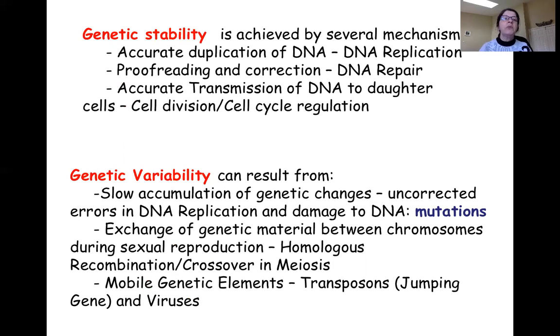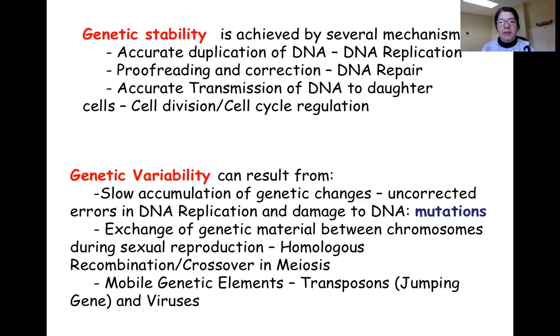So how do we achieve genetic stability? Genetic stability is achieved by several different mechanisms: accurate duplication of the DNA during DNA replication. There is some proofreading and correction during DNA repair. And finally, accurate transmission of the DNA to daughter cells during cell division, which involves cell cycle regulation. And we talked about this in our Unit 4.